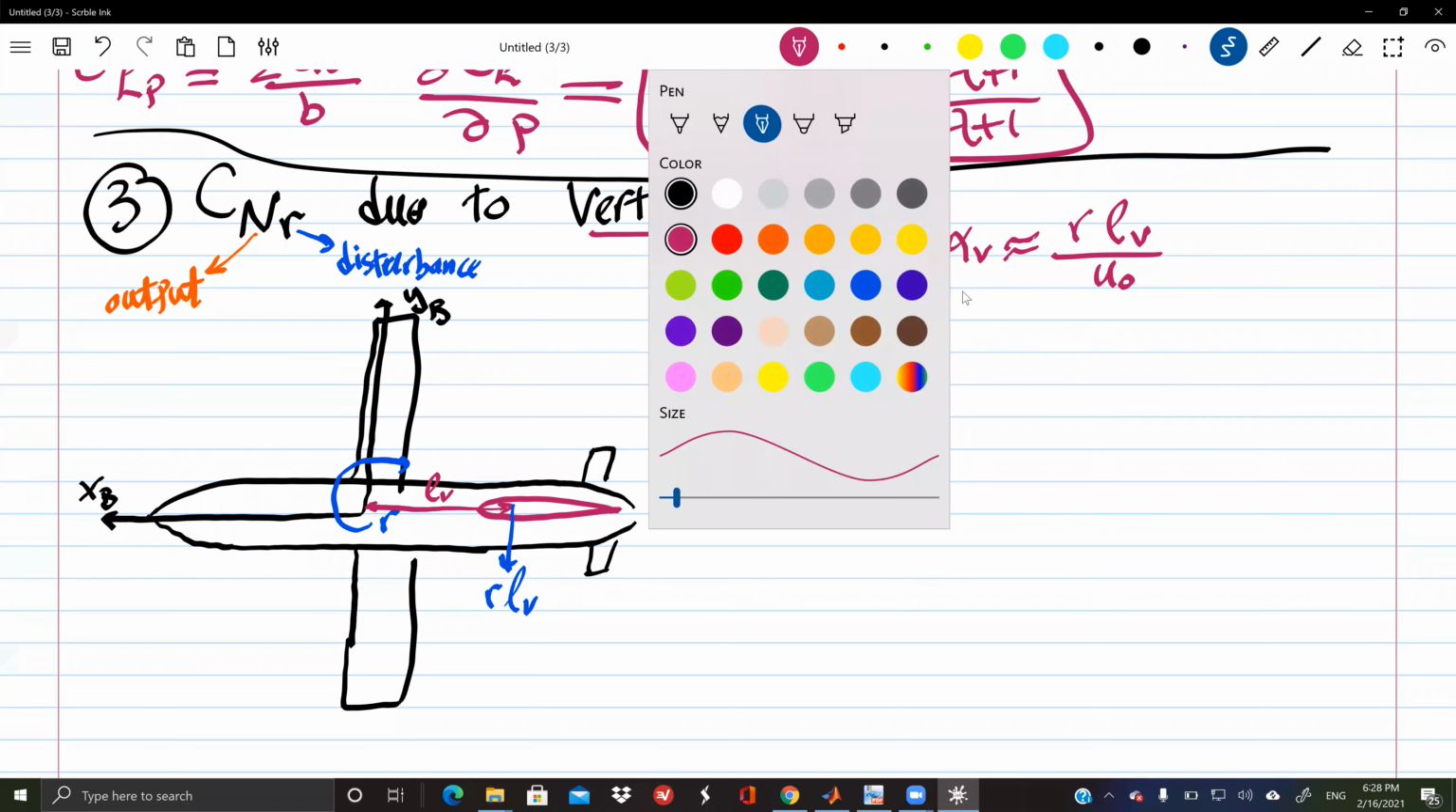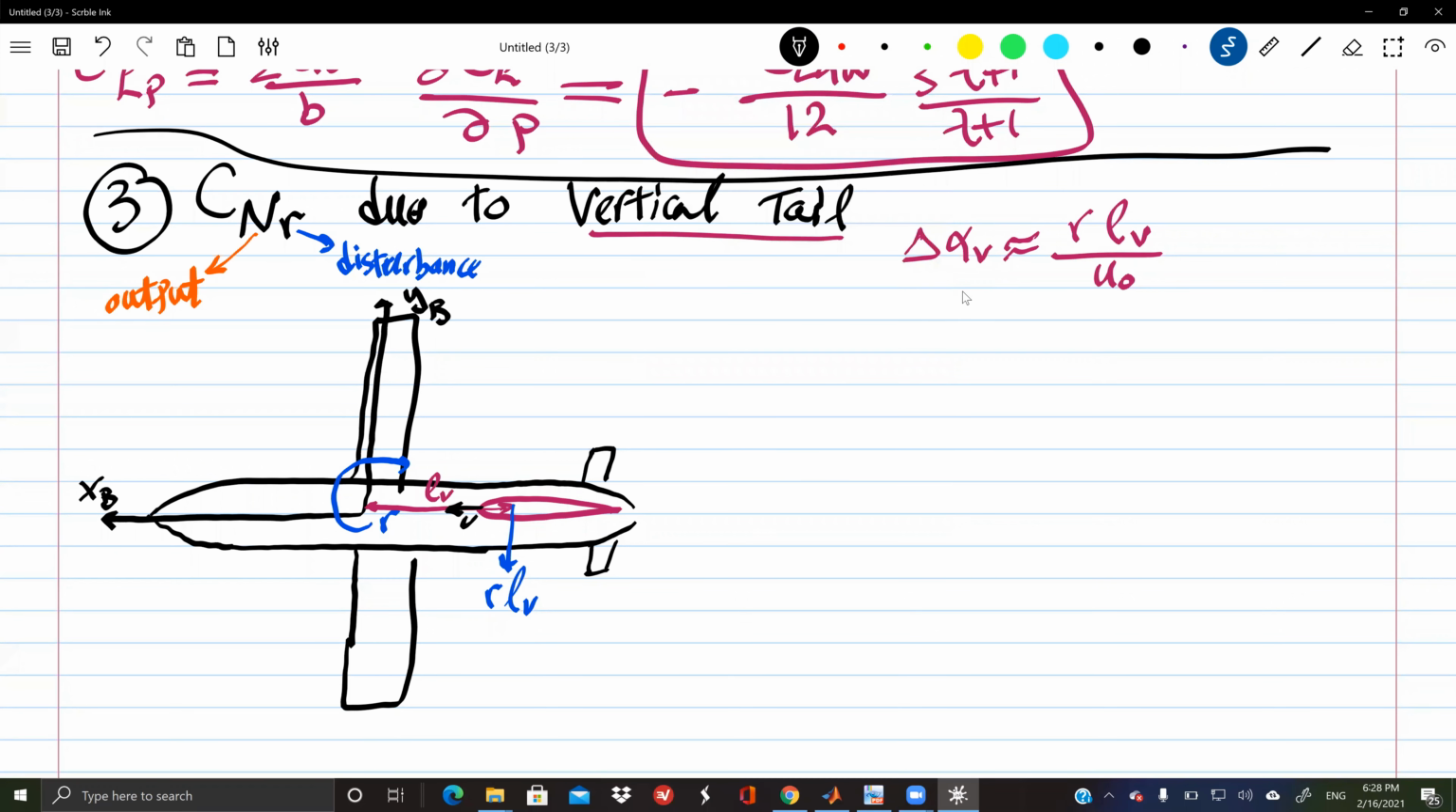Because remember, this thing was originally moving with U naught here, right? Now it's in addition moving down. Actually, it's not down, it's to the side with RLV. So the change in the angle of attack is simply tan inverse of the ratio. Any question on this first statement? Because from this first statement, everything follows naturally. You just turn the crank. Change in angle of attack causes a change in the lift, and the lift you multiply by a moment arm to get the moment. Do non-dimensionalization, we're done. So this very first statement is quite important.